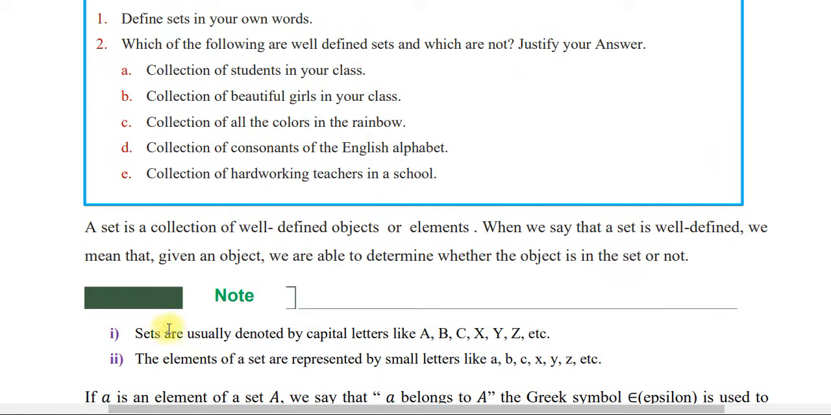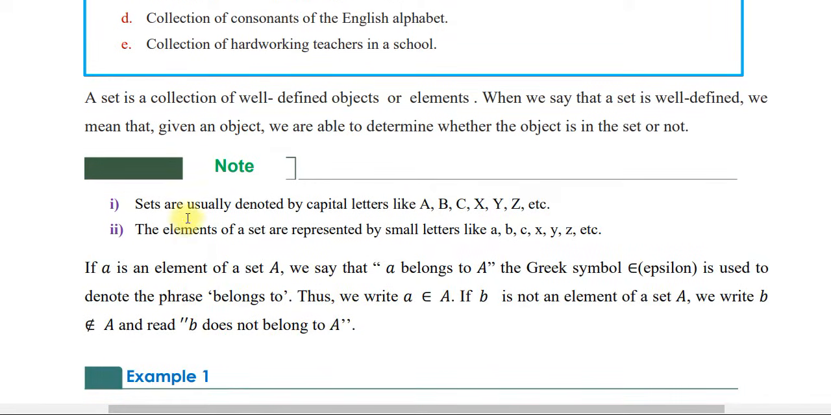Here we have a note. 1. Sets are usually denoted by capital letters like A, B, C, D, X, Y, Z and the like.